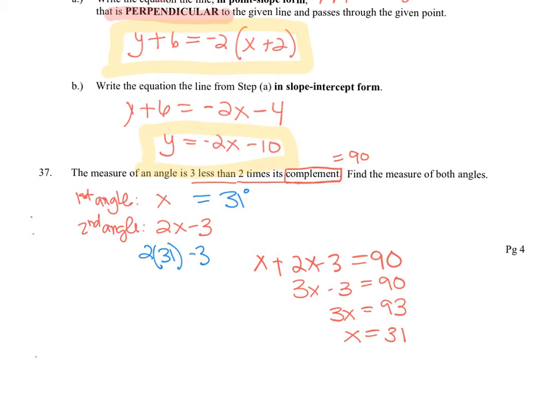Taking 2 times 31 is 62, and then 62 minus 3 is going to give me 59. And so I found the measures of both of those angles, and they are complements. They equal 90.